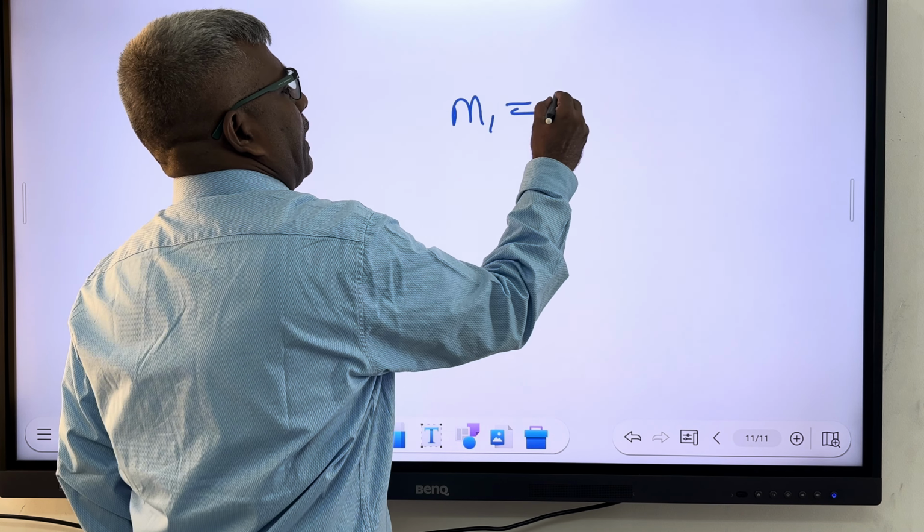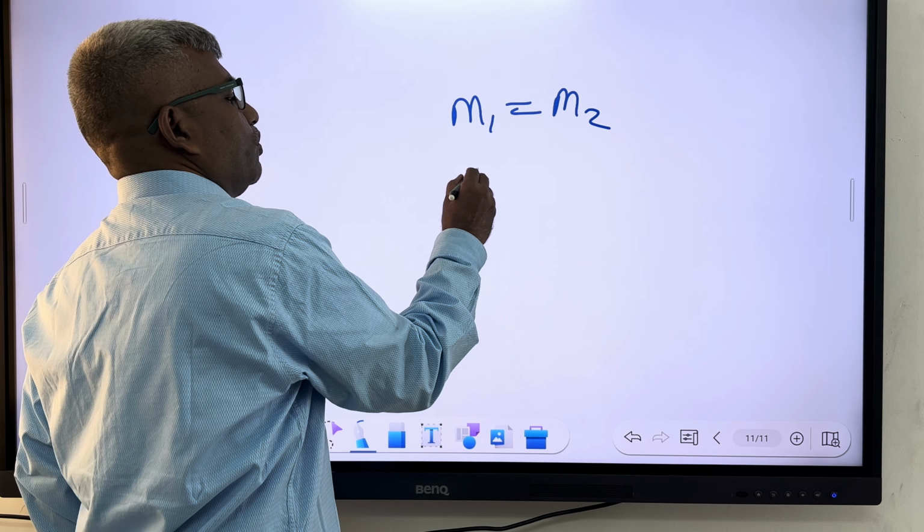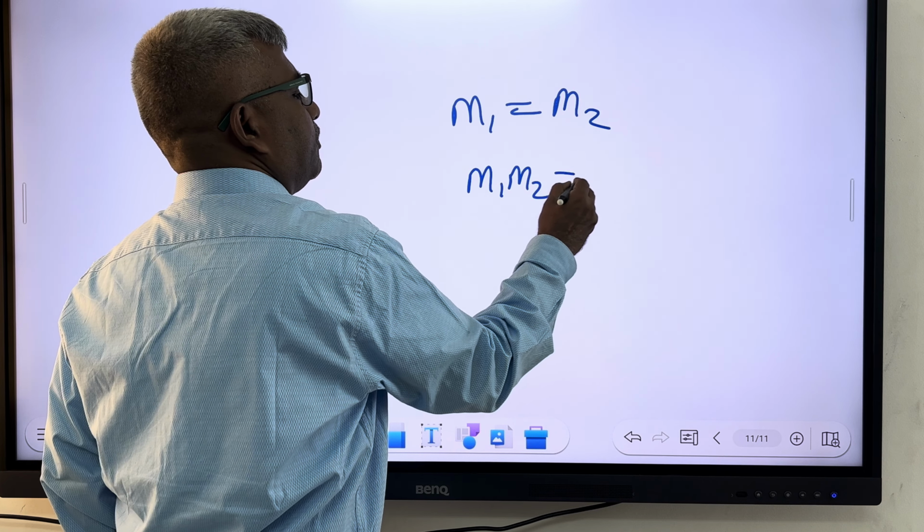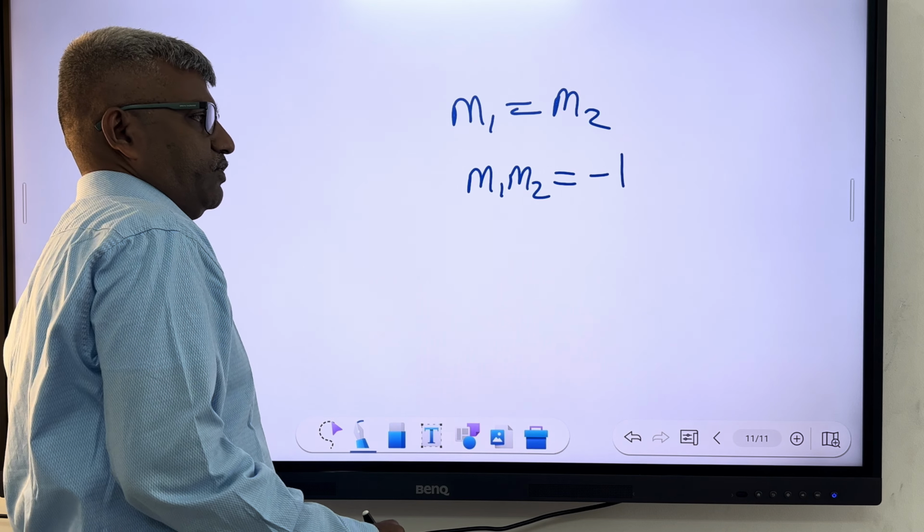If two lines are parallel, m1 is equal to m2. If two lines are perpendicular, m1 m2 multiplied will become minus 1.